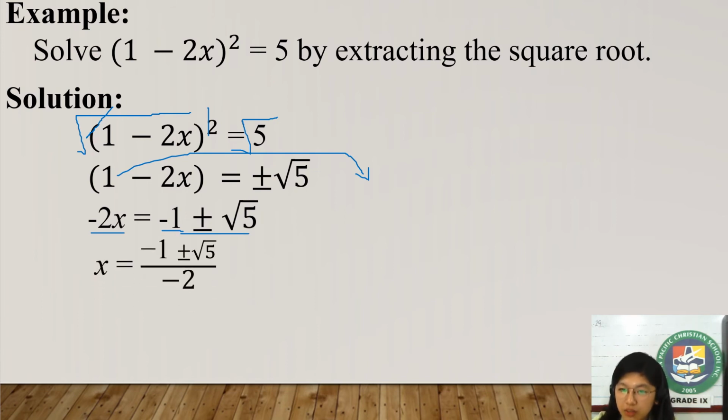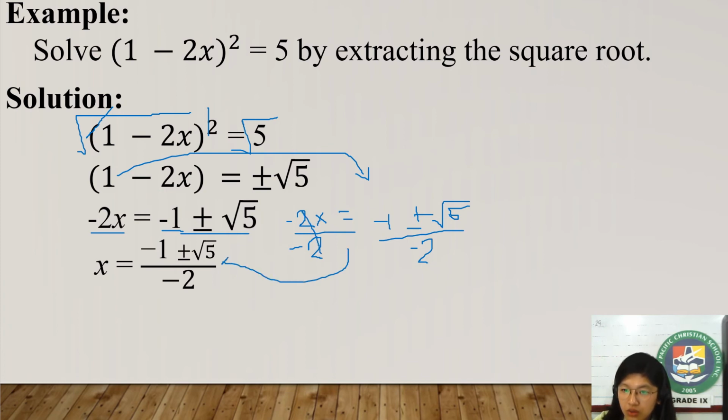Para makancel yung kasama ni x, to get the value of x, we have to cancel or divide both sides kung anong kasama ni x. So, we have here, negative 2x is equal to negative 1, positive and negative square root of 5. Yan. Divide natin sila both sides by negative 2 kasi negative 2 ang kasama ni x. So, cancel. Ang natira is ito. X is equal to (negative 1, positive negative square root of 5) over negative 2.